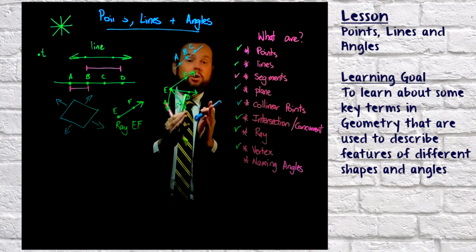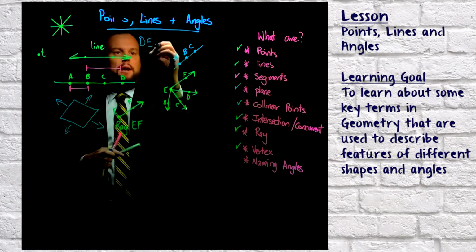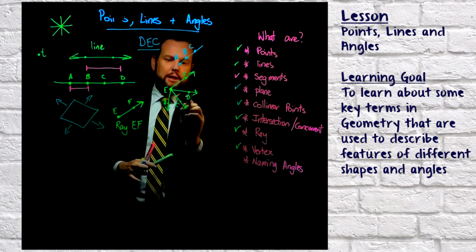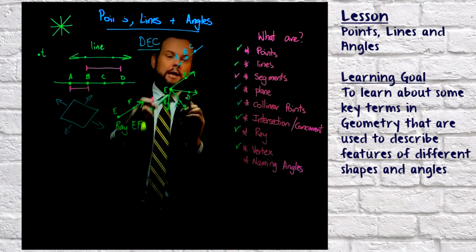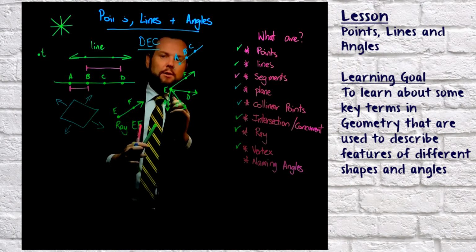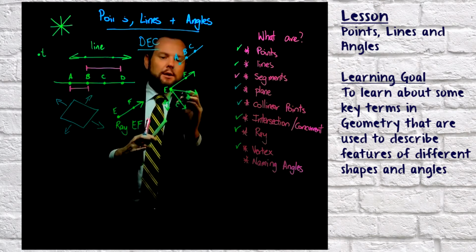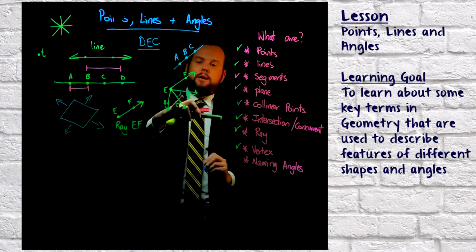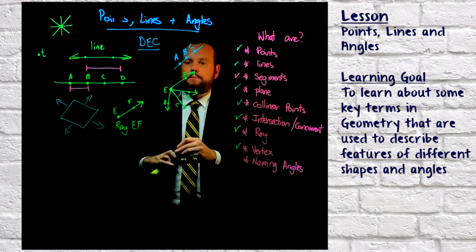Name angle DEC. So firstly, I would need to look here at my shape. Okay, and I need to look for point D because we're looking for D, E, C. So I'd look for point D. So here's point D, okay? And then the middle letter is your vertex. So the middle letter here is E, okay? And then the last letter is C. So I would draw an angle marker where DEC is to show that I understand where that angle is.